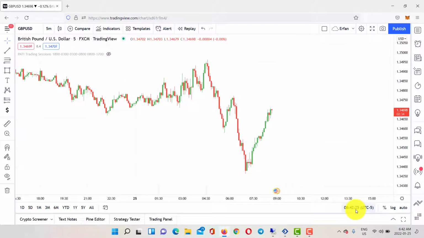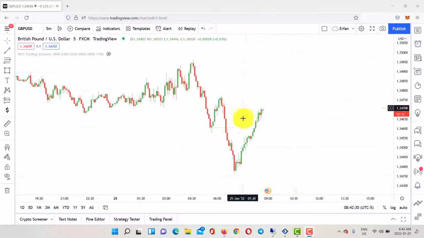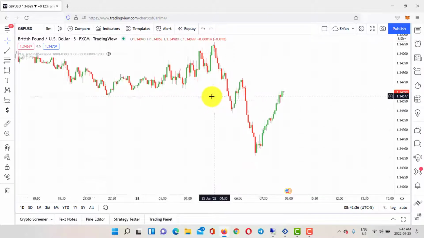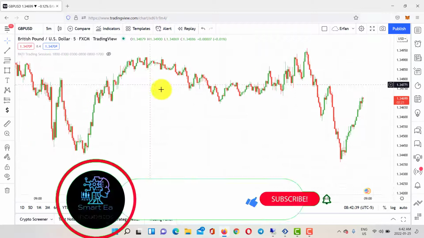Now it is 8:42 a.m. Eastern Standard Time, so the market is opening in 45 minutes. The New York Stock Exchange is opening in almost 45 minutes. Now I'm starting with GBPUSD on a 5-minute time frame.